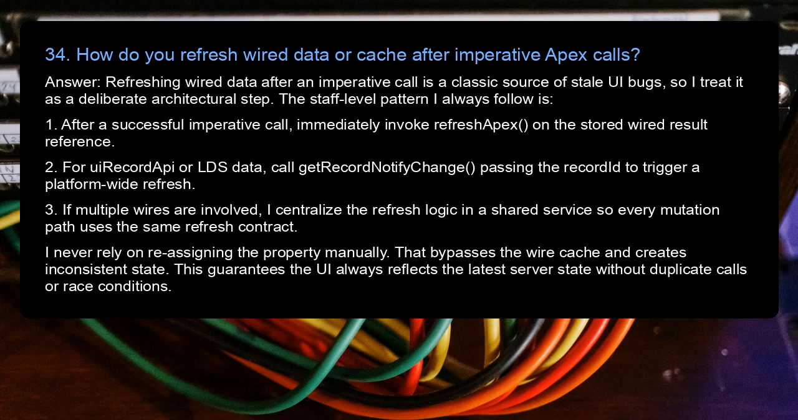2. For UI Record API or LDS data, call getRecordNotifyChange passing the record ID to trigger a platform-wide refresh. 3. If multiple wires are involved, I centralize the refresh logic in a shared service, so every mutation path uses the same refresh contract. I never rely on reassigning the property manually. That bypasses the wire cache and creates inconsistent state. This guarantees the UI always reflects the latest server state without duplicate calls or race conditions.